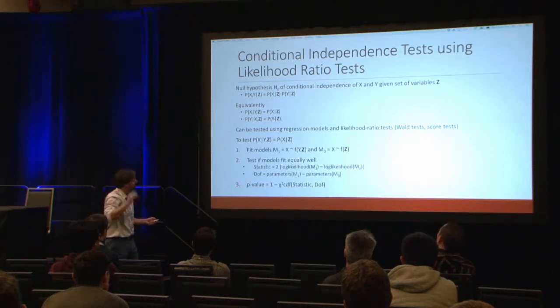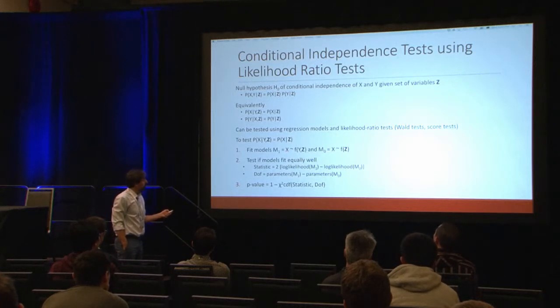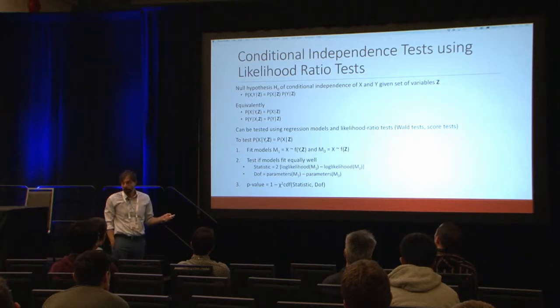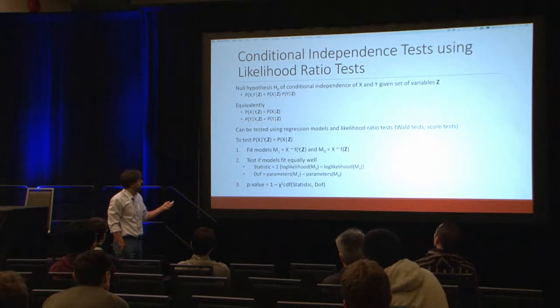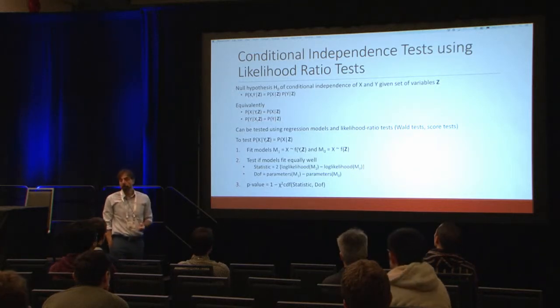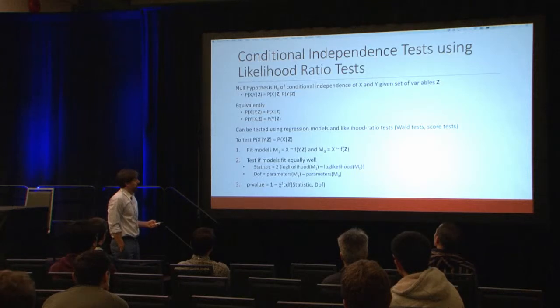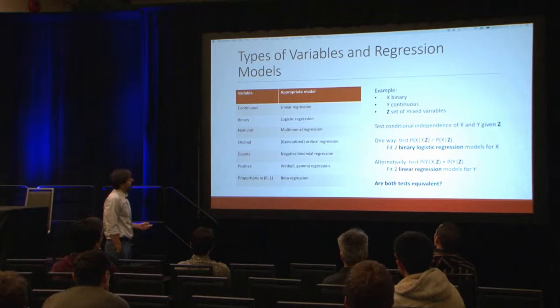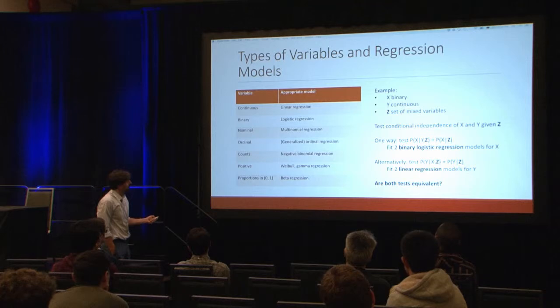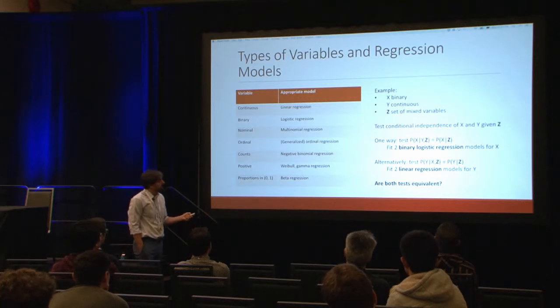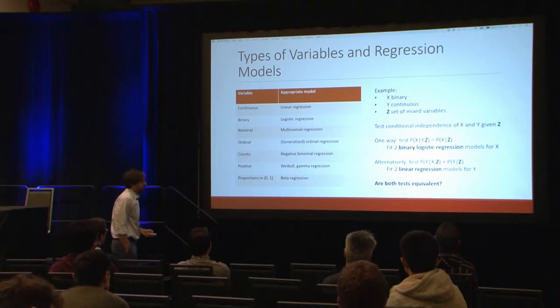Now, the problem is you could fit a model for X here and a model for X here and use this formula and produce a p-value, or fit a model for Y given X and Z and Y given Z and produce a p-value. So you could produce two p-values for the same independence. Depending on the type of variable that you have, you could actually use different types of tests.